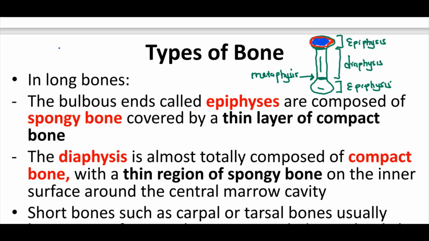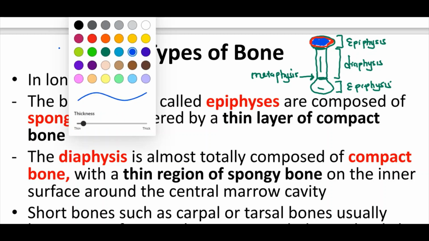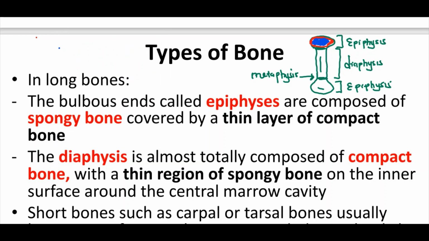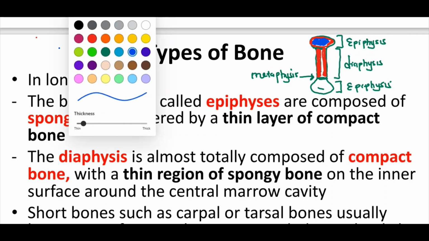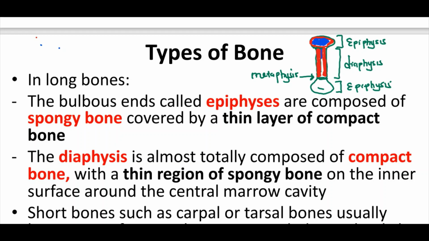And then the diaphysis is mostly composed of compact bone. So most of the diaphysis is compact bone. It's going to be compact bone like that. So remember, we said compact bone is found in the peripheral sides of the bone. Most of it is compact bone, and then it has a thin region of spongy bone. So the spongy bone is just in the middle there, thin. So that's how long bones are arranged.